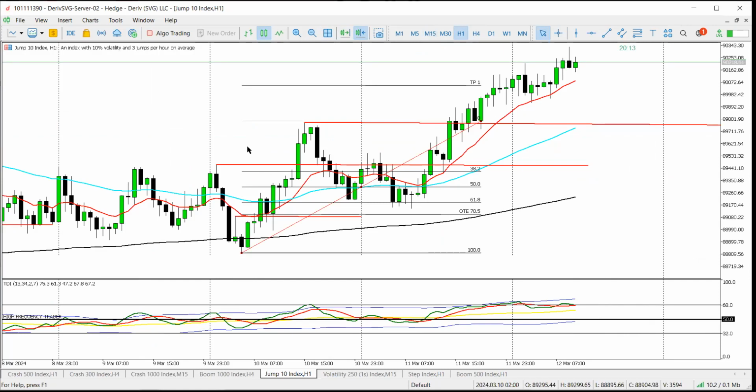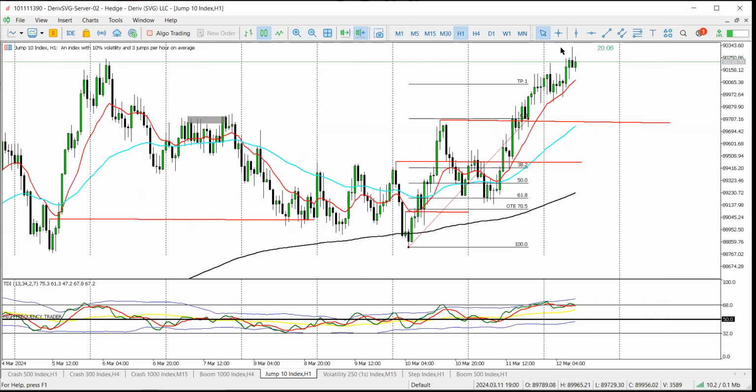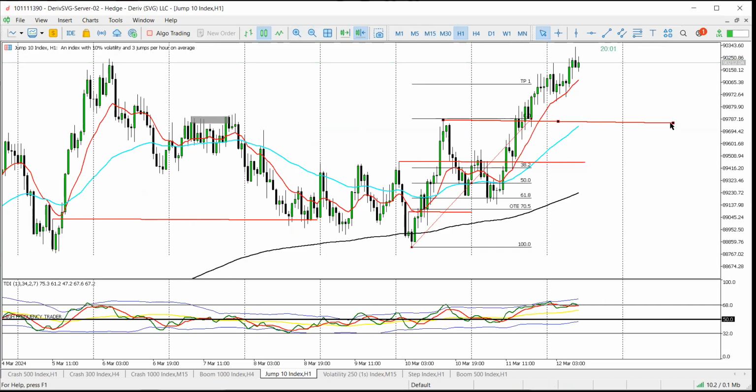We were talking about J10. So what we need to see today on J10, I need a retracement of some sort before I can actually consider a buy.